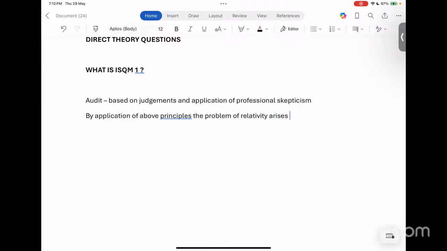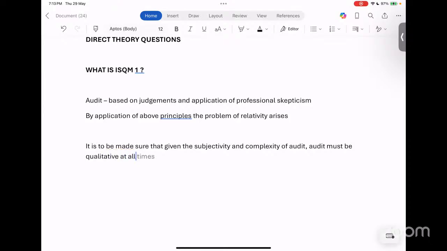So now, with this problem, it is to be made sure that, given the subjectivity and complexity of audit, the audit must be qualitative at all times. So not just with one auditor, it should be qualitative even if the audit engagement partner changes, even if the client changes. Whatever is the circumstance, I have to maintain the quality of audit.